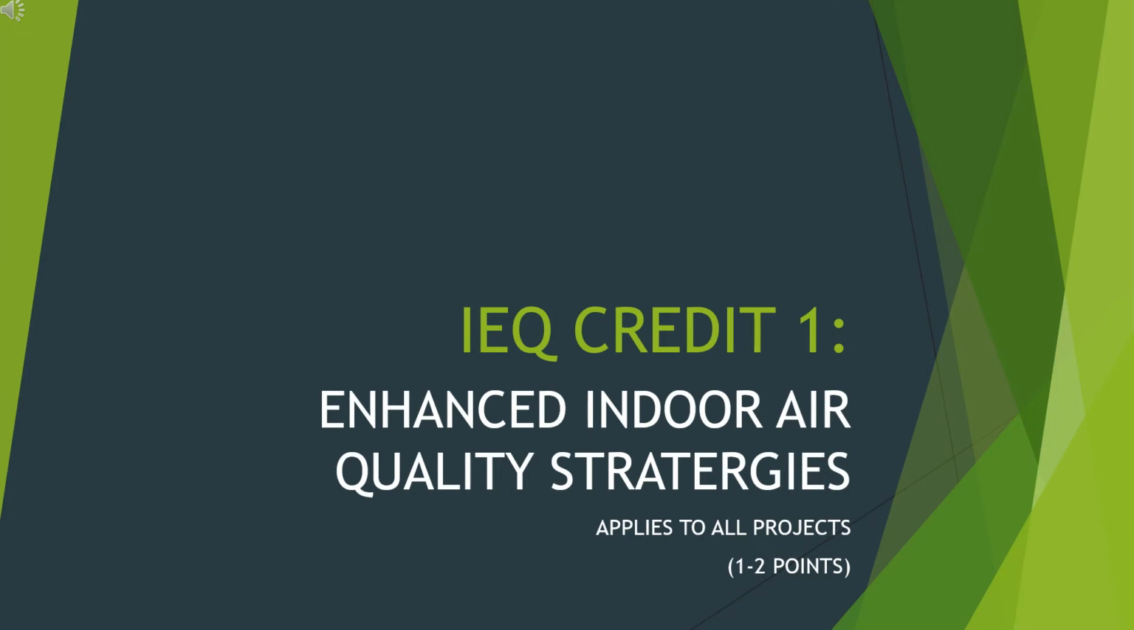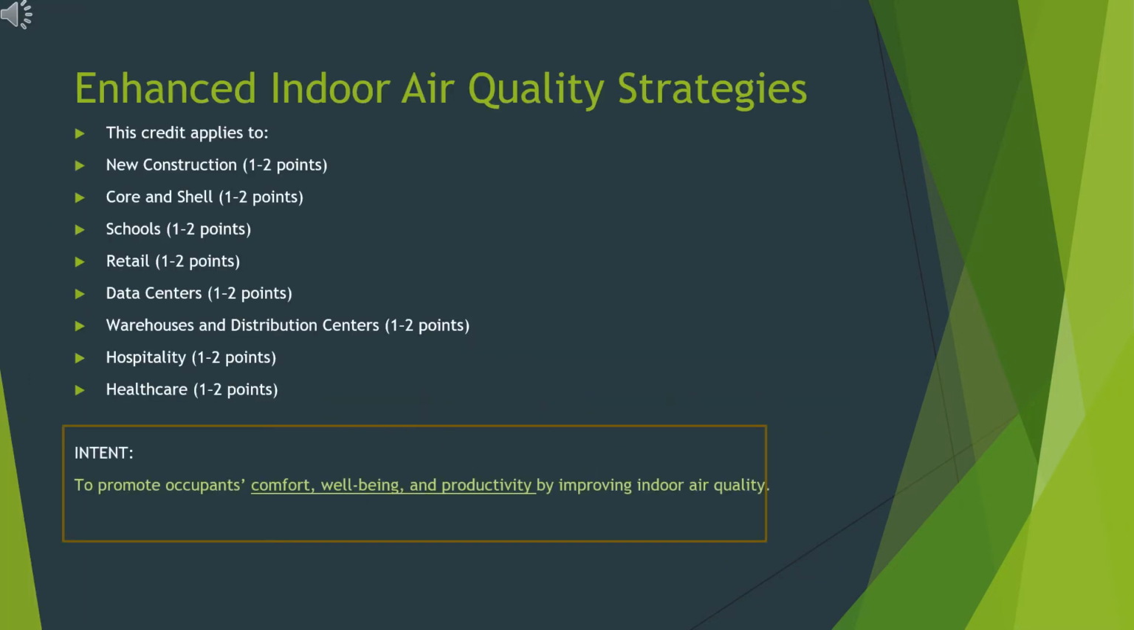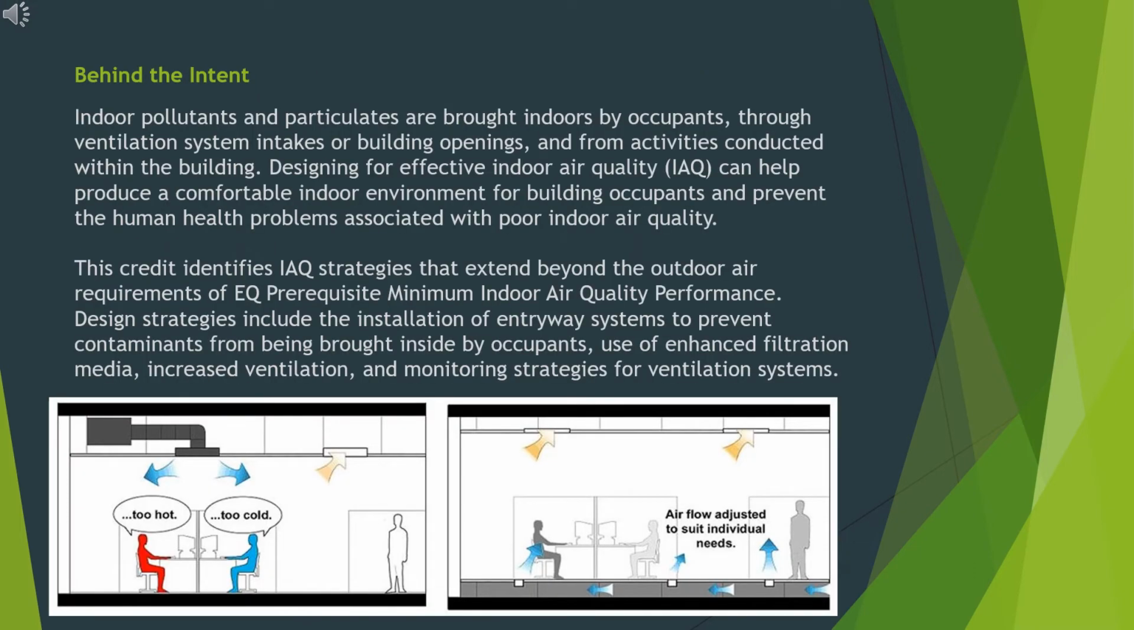Now, let's look into some important enhanced indoor air quality strategies. The type of buildings that this credit applies to can earn up to 2 credits depending on the number of requirements they fulfill. The intent behind this credit is to provide occupants comfort, well-being, and productivity by improving indoor air quality. There are various means to clean the indoor air of the pollutants brought in by the occupants.